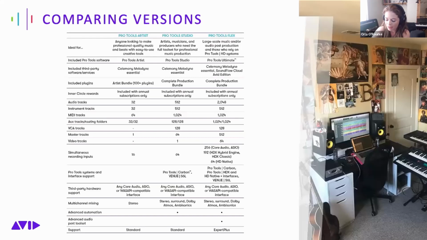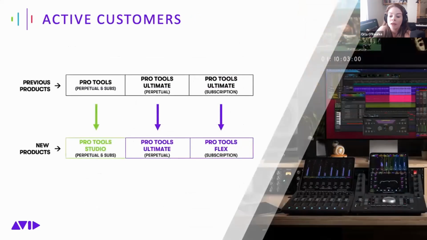So just to recap, all current Pro Tools and Pro Tools Ultimate customers with active subscriptions or perpetual support plans will automatically get the features and content for free. That means if you have Pro Tools Standard, you'll move to Pro Tools Studio. If you have Pro Tools Ultimate perpetual license with an active support plan, you'll also get access to all the enhancements of the latest software. And if you're a Pro Tools Ultimate subscriber, you'll move to the Pro Tools Flex subscription bundle.